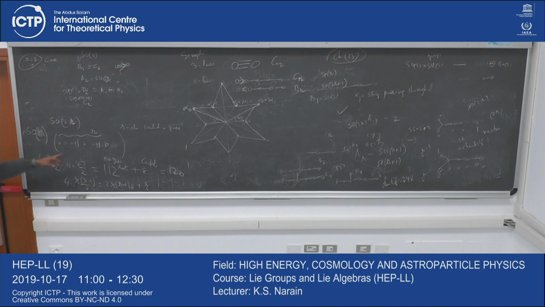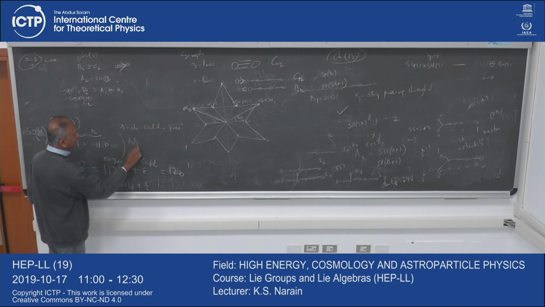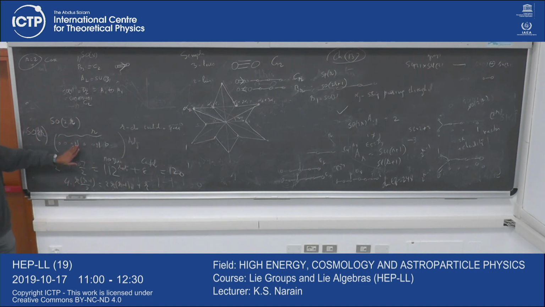So this is the adjoint representation. Now, if you look at the vector representation, it is the same thing but with only one entry. R minus 1 of them are 0, and only one entry is plus or minus 1. How many ways are there? You have R possibilities, and for each of them, you have 2 possibilities, the plus or minus sign. So vector representation is 2R dimensional for SO2R. SO2R acts on a 2R dimensional vector space.